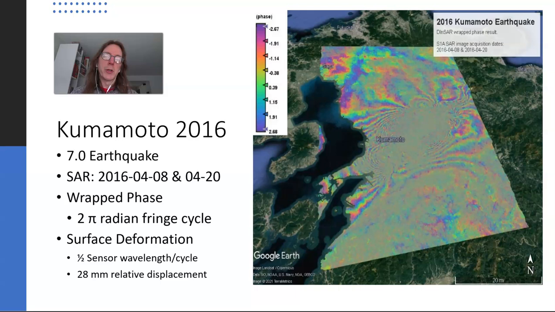These phase fringe bands indicate surface deformation of half the sensor wavelength, or in our case, about 28 millimeters of relative displacement per full cycle as measured in line of sight from satellite to ground.